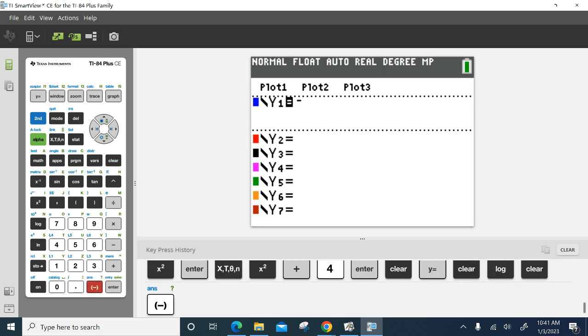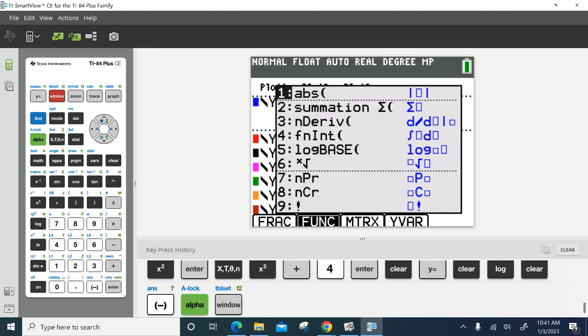Anybody know where to go? Because I can't use this log button because I can't put 100 as the subscript. Anybody know where to get the log? Right there. Good thing we're reviewing. Alpha window. Alpha window. That's where you get most of your stuff. Okay, just remember that. Alpha window. If you can't find something, you get most of your stuff there.